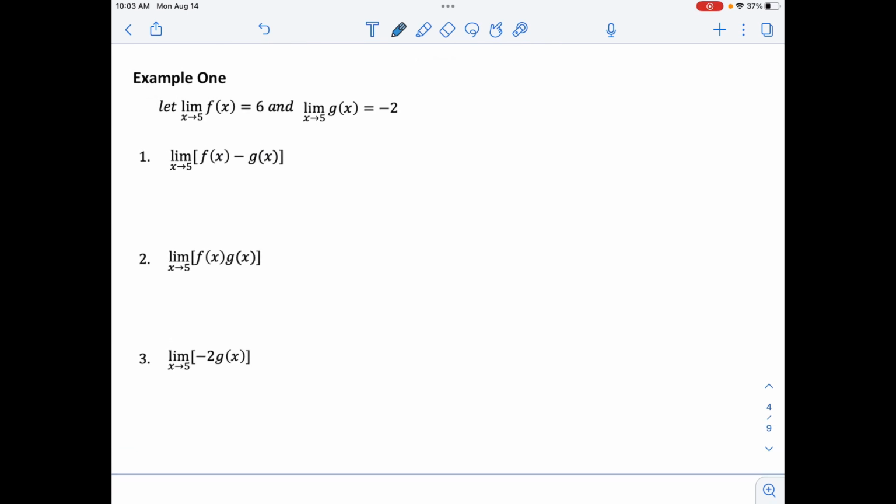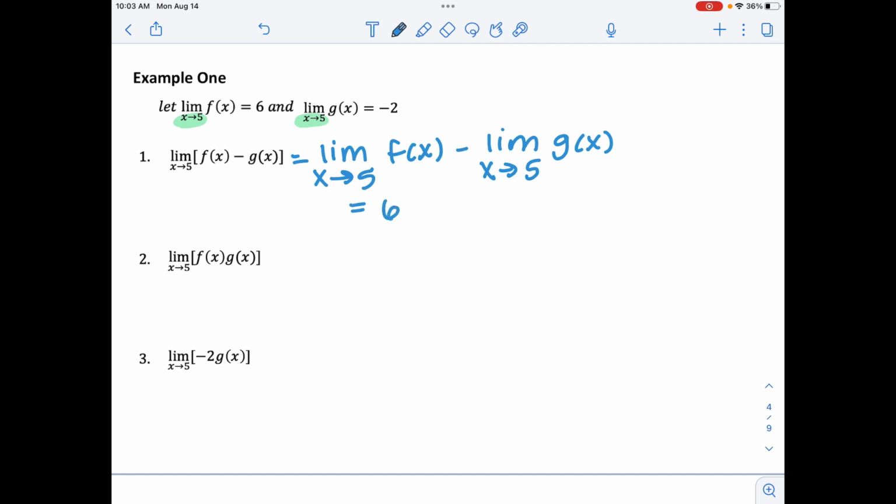This one says the limit as x approaches 5 of f of x equals 6, and the limit as x approaches 5 of g of x equals -2. Notice they both approach 5, so our limit properties work. I'm not going to write this out every time, but I'm basically going to separate this. Based on the difference property, you can just subtract the two limits. So the limit as x approaches 5 of f of x is 6. The limit as x approaches 5 of g of x is -2. So I'll do 6 minus -2, which equals 8. And that is our answer.